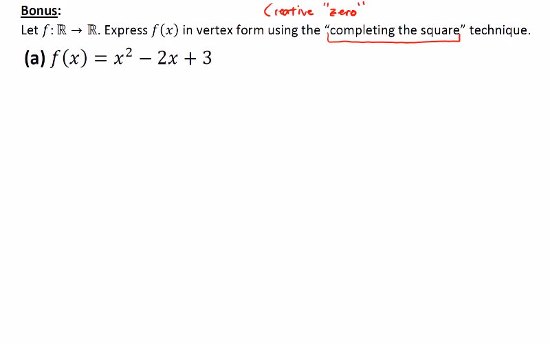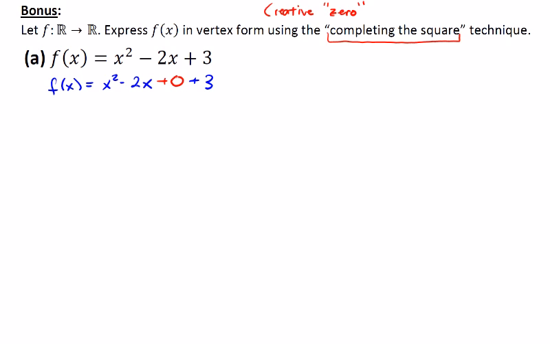First thing I'm going to do is I'm going to insert a 0. f of x is going to equal x squared minus 2x plus 0 plus 3. I'm going to use a different color on these examples just so we can see where the creative zero aspect of the completing the square process comes in.